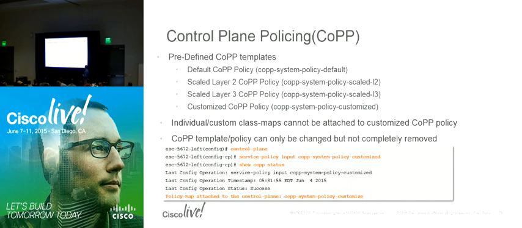Applying the configuration is pretty simple. You go to control-plane config mode and apply the service-policy input to whatever template you would like. And again, no reload is required, so you can do this on the fly. Any questions so far?